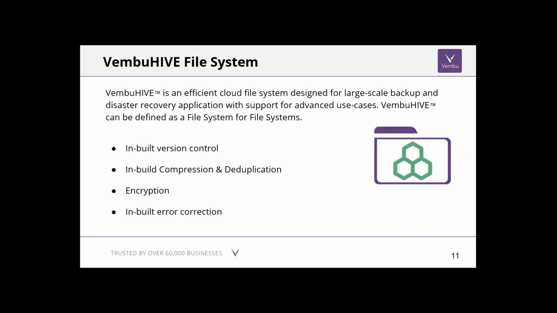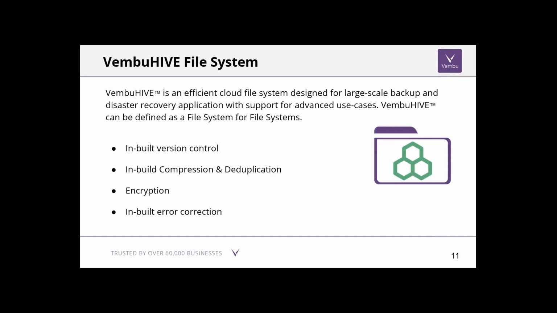And in terms of storage growth, we use our own file system, which is the VembuHIVE file system. We have submitted a patent for this file system. It's developed in-house. By using this file system, you can make sure of version control, and it has inbuilt compression, deduplication, and encryption. It also has inbuilt error correction.